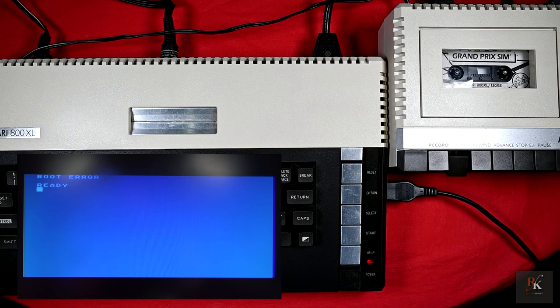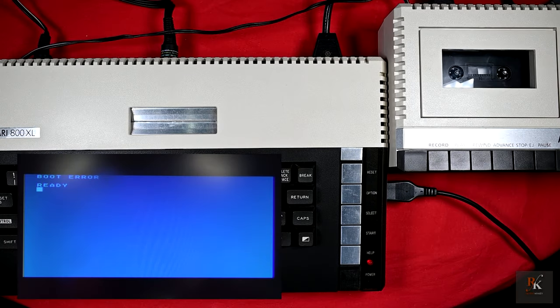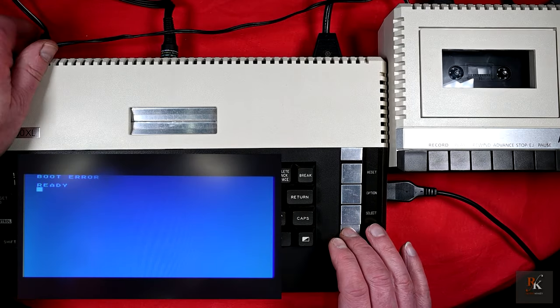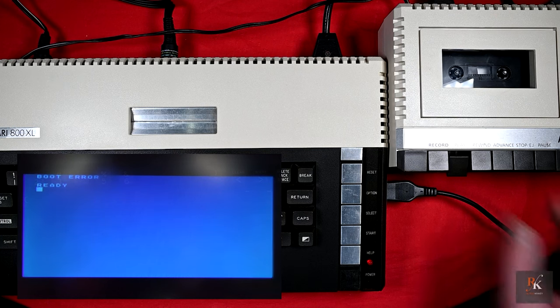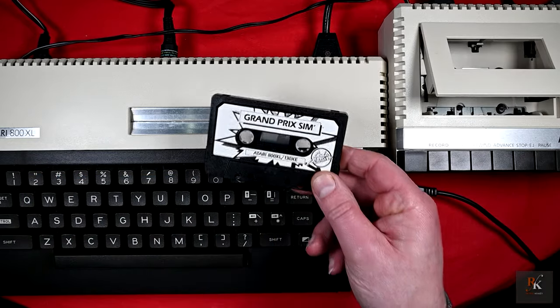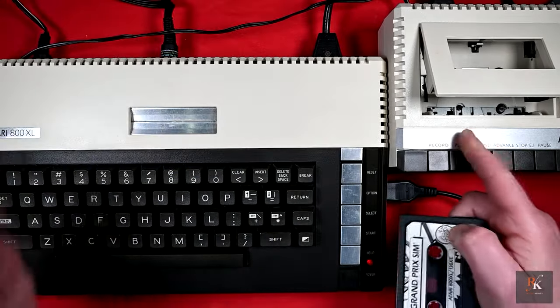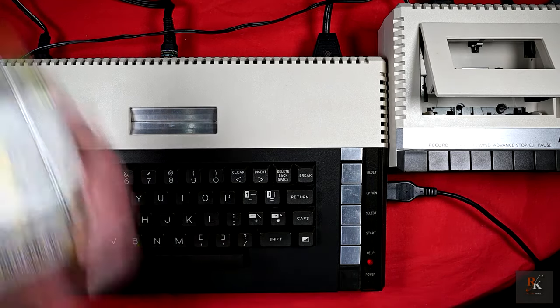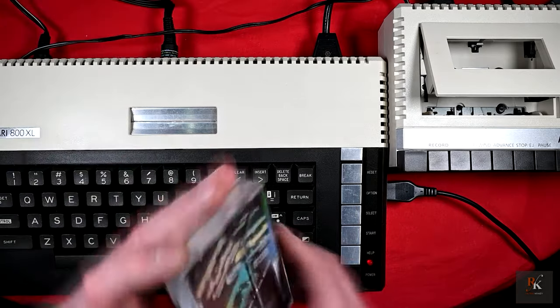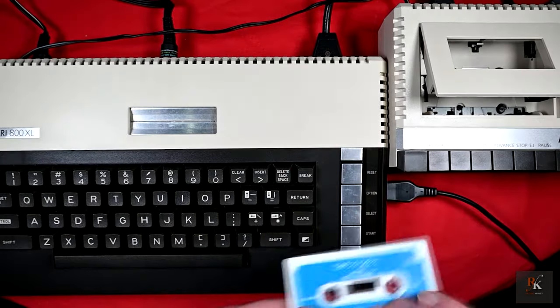And here's the danger of using very old media. Boot error straight away. So I fast forwarded and flipped over to the second side. Let's try again. And nope, we've got a boot error again. So either this tape's dead or my tape deck's not working. Now I do have a batch of these. They are all untested. I do not know if any of these work. So we'll just move on to the next one.